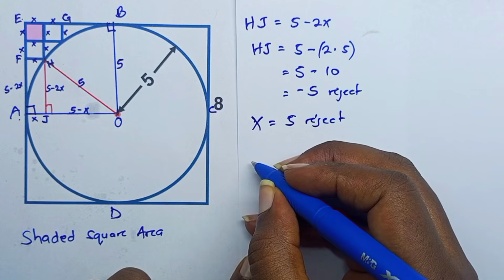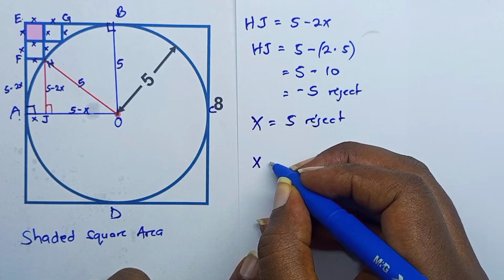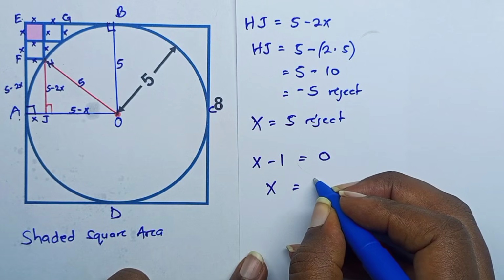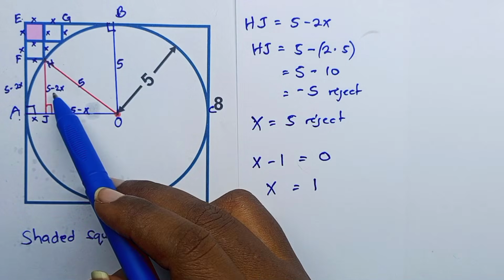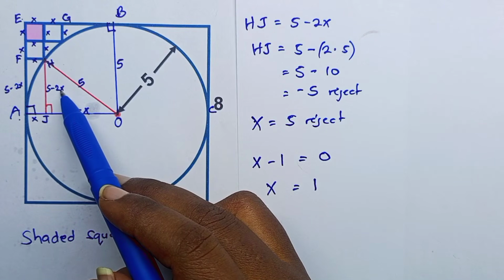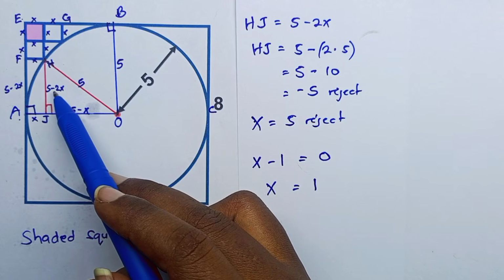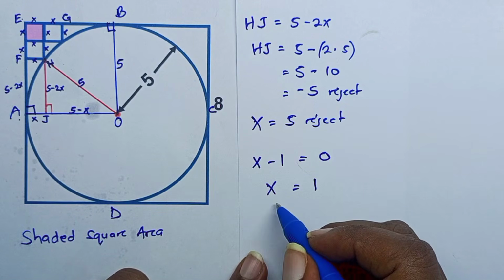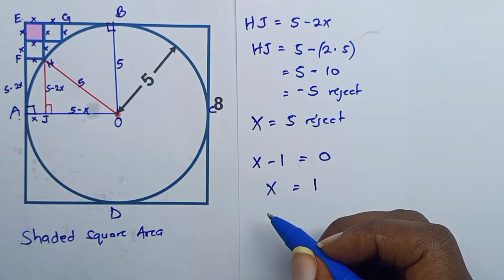So let's look at the other option, which was x minus 1 is equal to 0. For this case, x is equal to 1. So if you substitute in, 2 times 1 is 2. So 5 minus 2 is 3, which is practical. So our x value is 1.